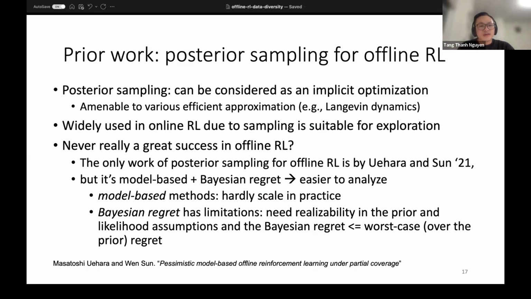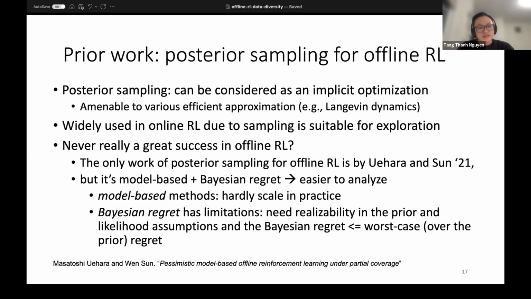One of the reasons is that sampling is usually associated with exploration, but in offline reinforcement learning there is no exploration problem. There's a work by Masatoshi and Nguyen-Tang on posterior sampling for offline reinforcement learning, but they do it model-based, and they do Bayesian regret. Model-based does not scale in practice.